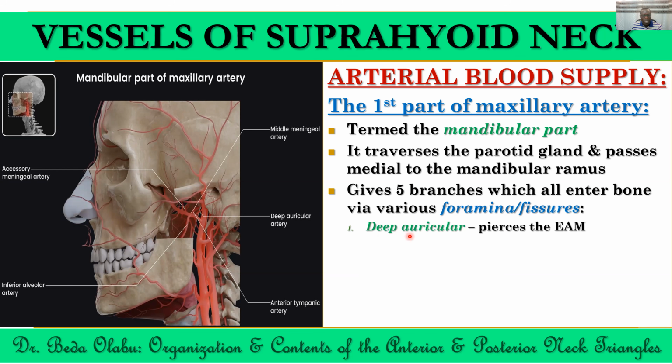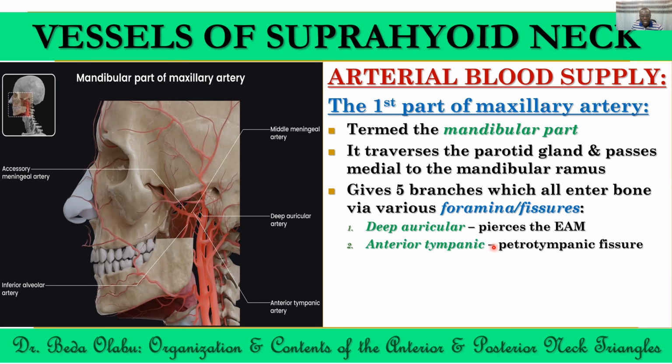So deep auricular artery usually pierces the osseous or the cartilaginous part of the external auditory meatus. It just pierces through, and it supplies the external auditory meatus, so the mucosa, as well as the outer surface of the tympanic membrane.